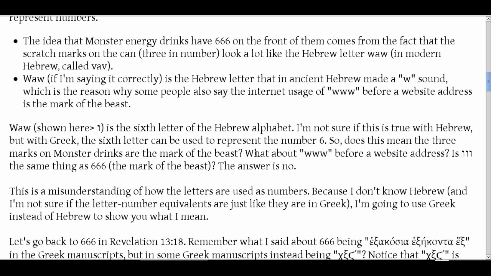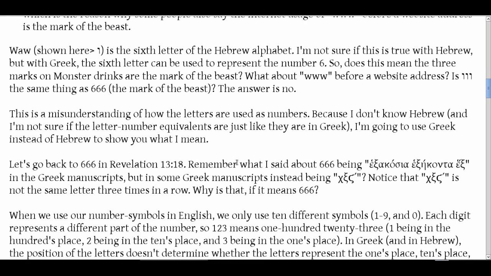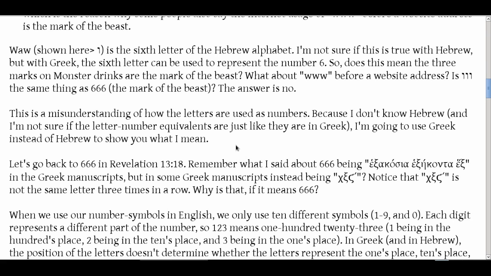So, does this mean the three marks on Monster drinks are the mark of the beast? What about www before a website address? Is waw the same thing as 666, the mark of the beast? The answer is no. This is a misunderstanding of how the letters are used as numbers.